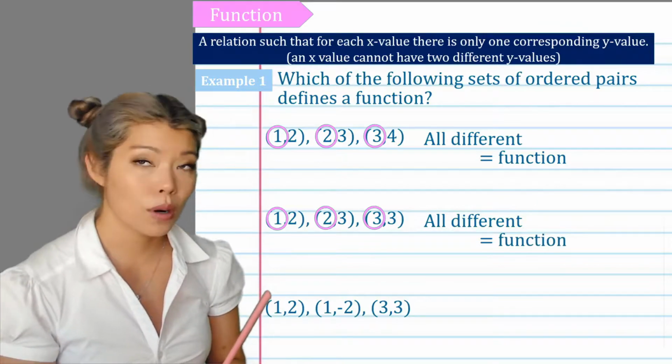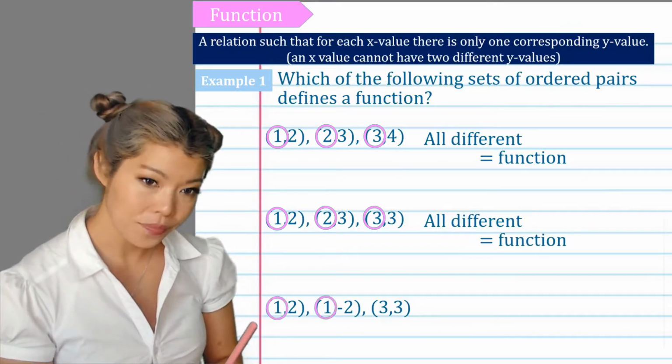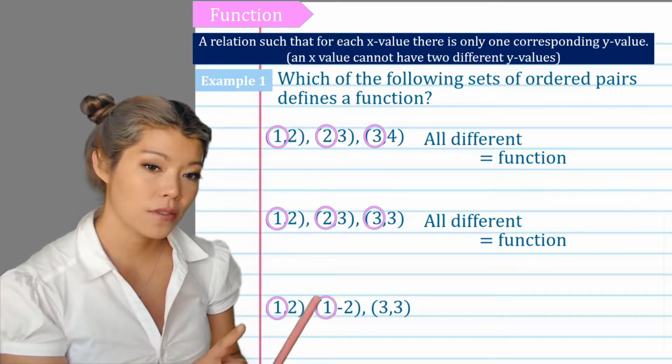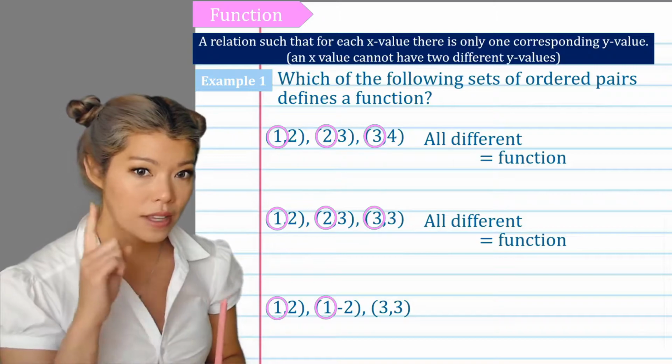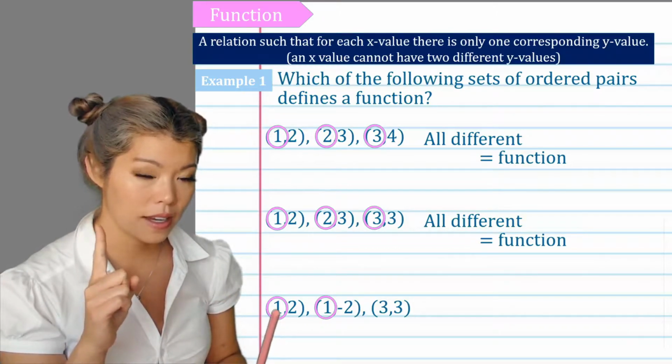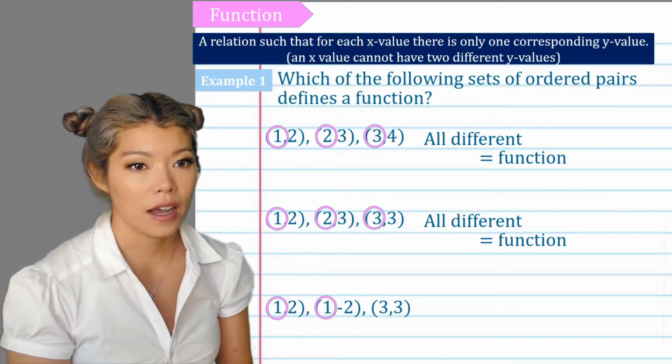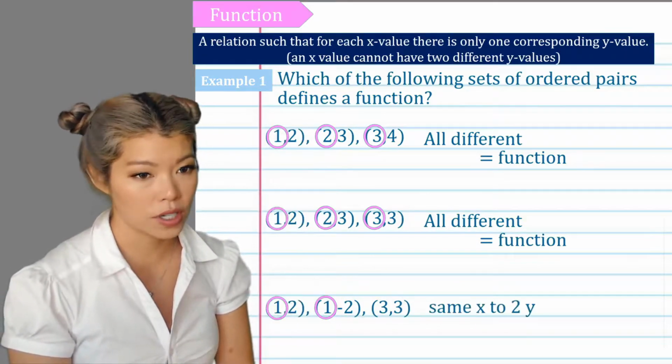However, this one, you can probably guess what it is, but let's see why. We have the same x, so 1 and 1, but we have two different y's. So whenever you have 1x, so that one, and then two y's, so there's a 2 and a negative 2, then we have broken that rule. It is not a function.